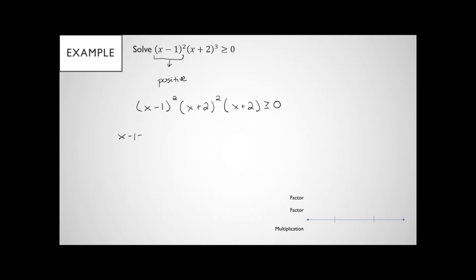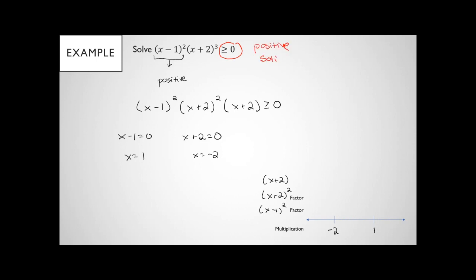So as far as our zeros go, we have only two zeros: 1 and negative 2. And then for our factors here, I can put x minus 1 squared, x plus 2 squared, and then I can have that extra x plus 2. Because there's 3 of them there, I can just put that above. So we've got greater than or equal to 0, so this is positive.